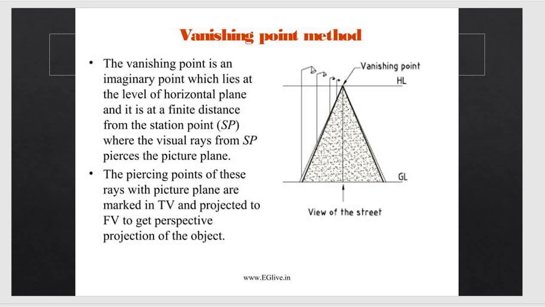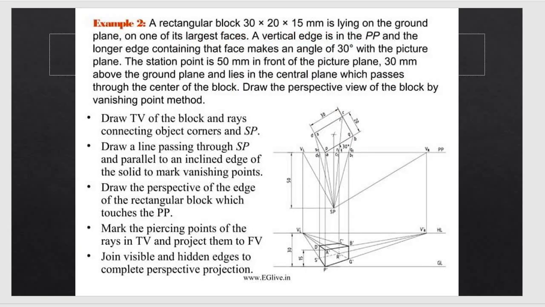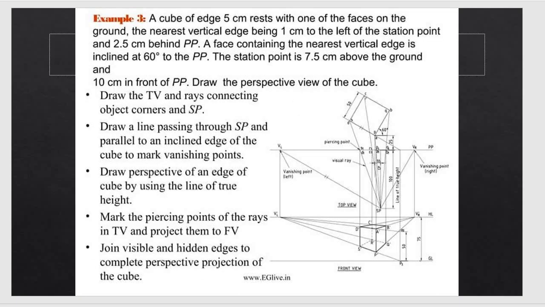The vanishing point method is rarely used, because in the Indian engineering graphics standard we are not using the vanishing point method. It is used only in the UK and Australia. This is an example: a rectangular block measuring 30, 20 and 15 lying on the ground plane. Generally, the perspective view starts with the ground plane, the bottom side. This is another example.